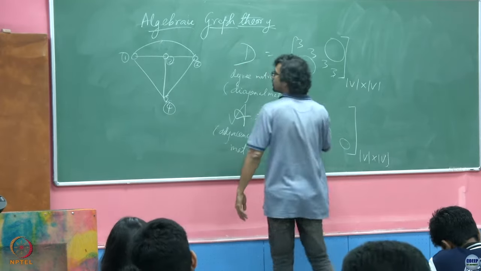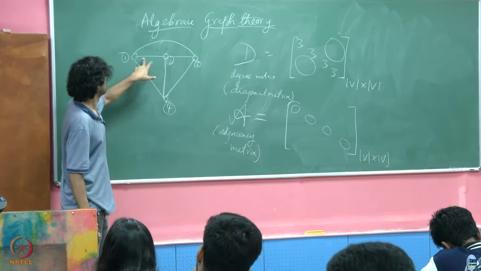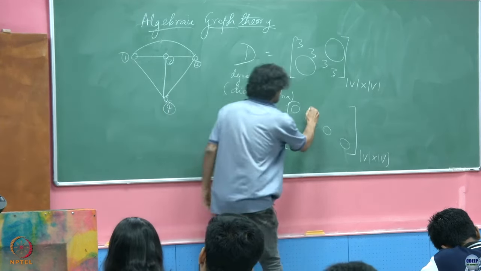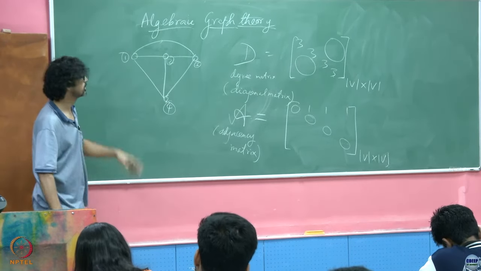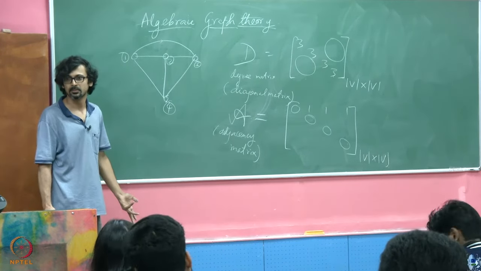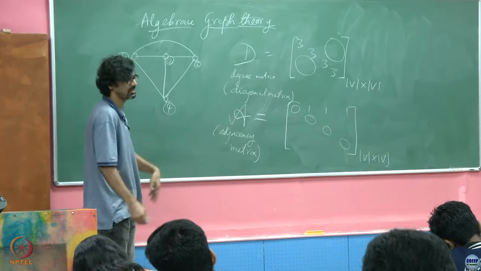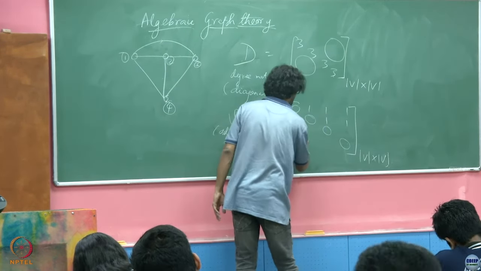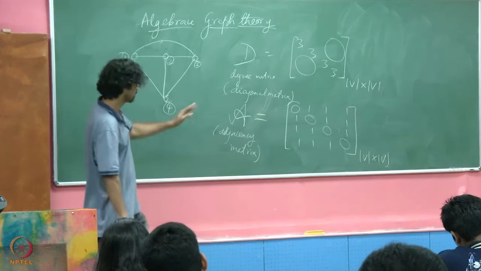So what about the 1, 2 entry? Well, there's nothing really to see here, right? This one connects to this, this one connects to this, and this one connects to this. So it's going to be basically one everywhere, is it not? Does anyone know what this is called? It's a complete graph, because it has all possible edges that you can see in the graph. So this is 1, 1, 1, 1, 1, 1. All right? So this is the adjacency matrix.